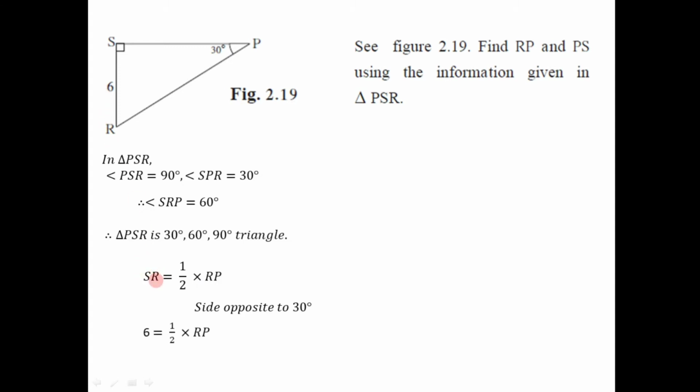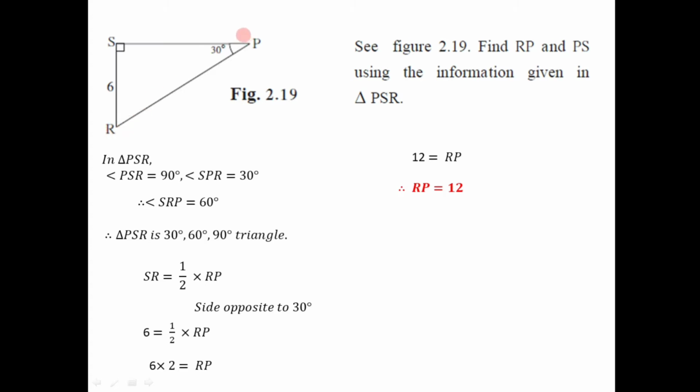So we'll replace SR here by 6, that is equal to 1/2 into RP. If we take 1/2 to the left hand side, it will mean the numerator, that is 6 into 2 is equal to RP. 6 into 2, that's 12 is equal to RP. That means RP is equal to 12 units. So this is the length of the first segment we wanted, that is length of RP is 12 units, which is the hypotenuse of this triangle.